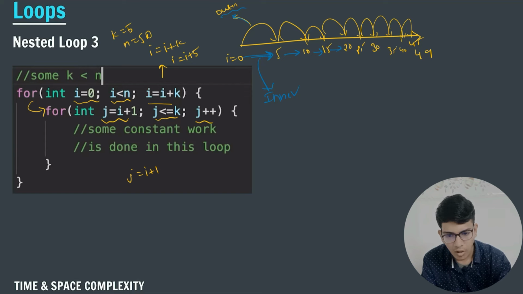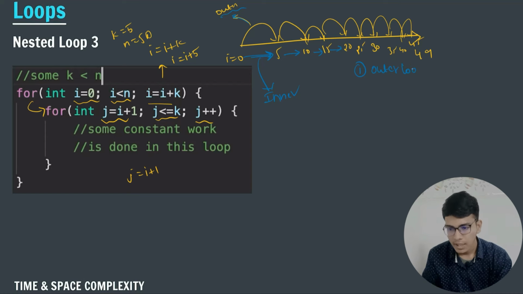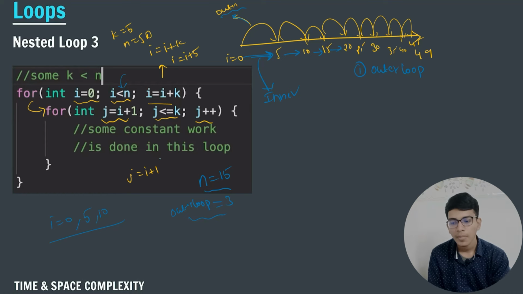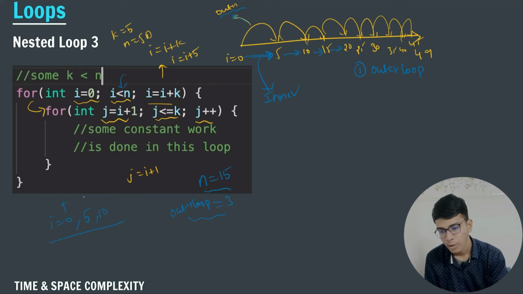First of all, we need to find out how many times our outer loop is running. Let us consider the example n is equal to 15. When n is equal to 15, can you observe that our outer loop will run for 3 times? Initially i is equal to 0, after that it will become 5, after that it will become 10. That's all. It can't become 15, because i should be less than n. So we run our outer loop for 1, 2, 3 times.